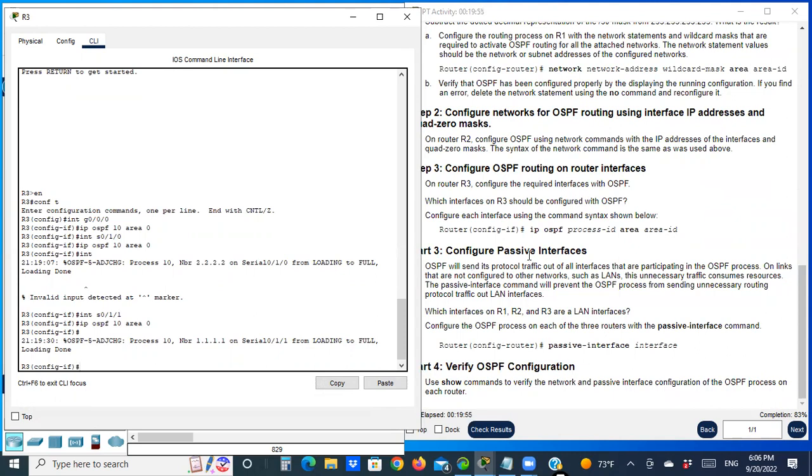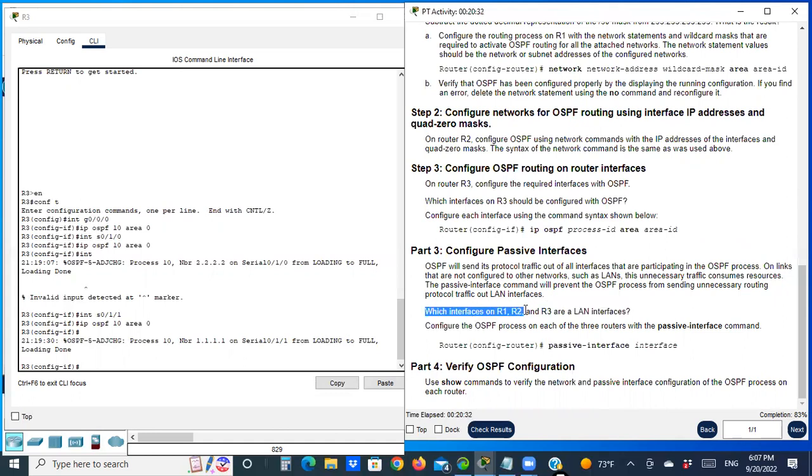Now we need to configure the passive interface. OSPF will send its protocol traffic out of all interfaces that are participating in the OSPF process, even on links that are not connected to other networks, such as LANs. This unnecessary traffic consumes resources. The passive interface command will prevent the OSPF process from sending unnecessary routing protocol traffic out the LAN interfaces. So which interfaces on R1, R2, and R3 are LAN interfaces?